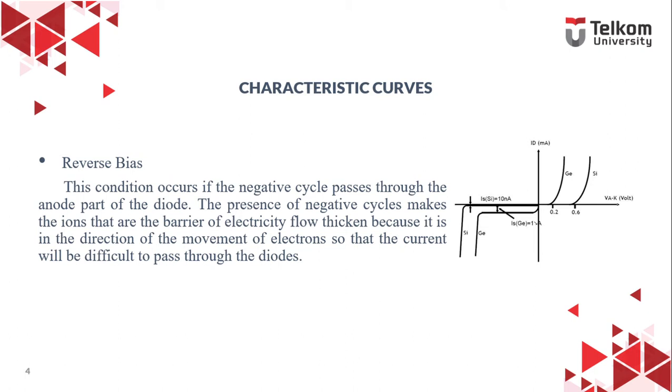Next one is reverse bias. This condition occurs if the negative cycle passes through the anode part of the diode. The presence of negative cycles makes the ions that are the barrier of electricity flow thicken, because it is in the direction of the movement of electrons, so that the current will be difficult to pass through the diode.